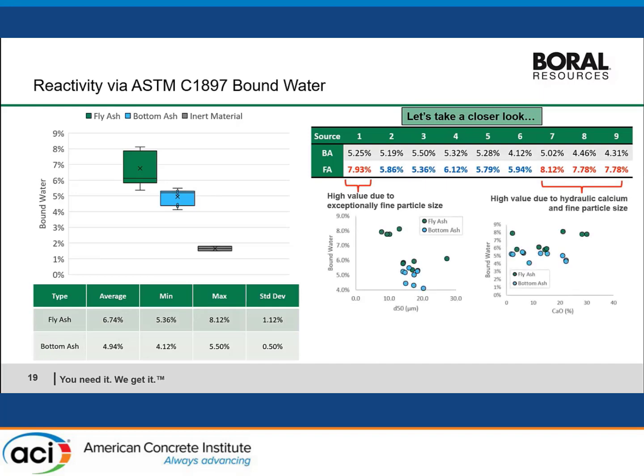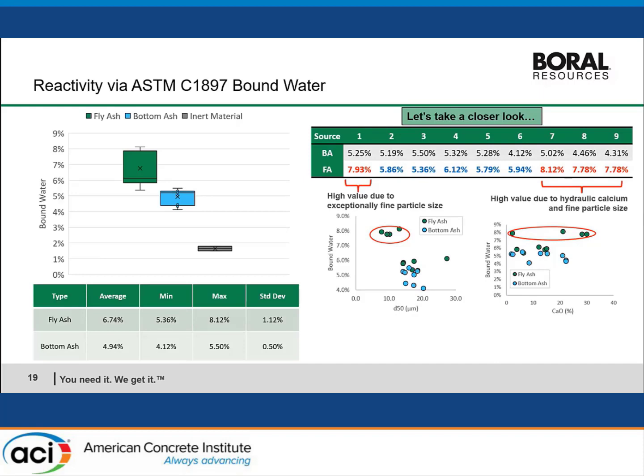And so when we plot, for example, the D50 against the bound water and the calcium against the bound water, you can see that these bands of data show up, where these different types of materials get isolated because of their unique ways they can take advantage of the setup of the bound water test.